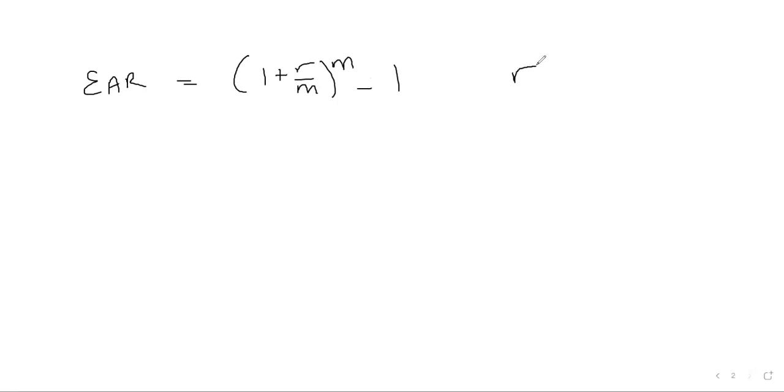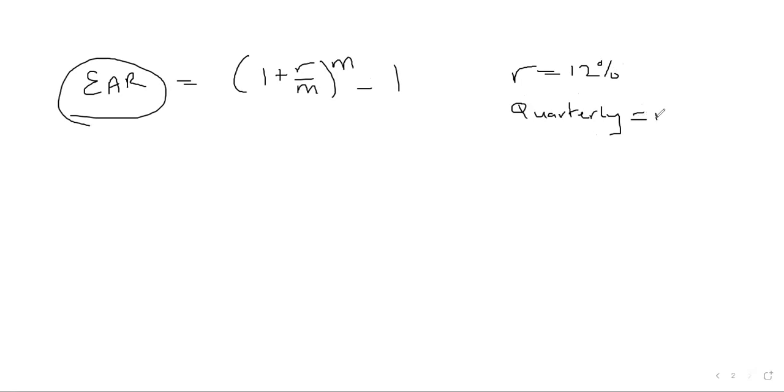For instance, if your interest rate is 12%, and you're told that you're compounding this quarterly, and you're being asked to compute our effective annual interest rate. So we know that quarterly means what? It's compounded 4 times. So our real interest rate in this case will be 12% divided by 4, and 4 here, subtract the 1 there.